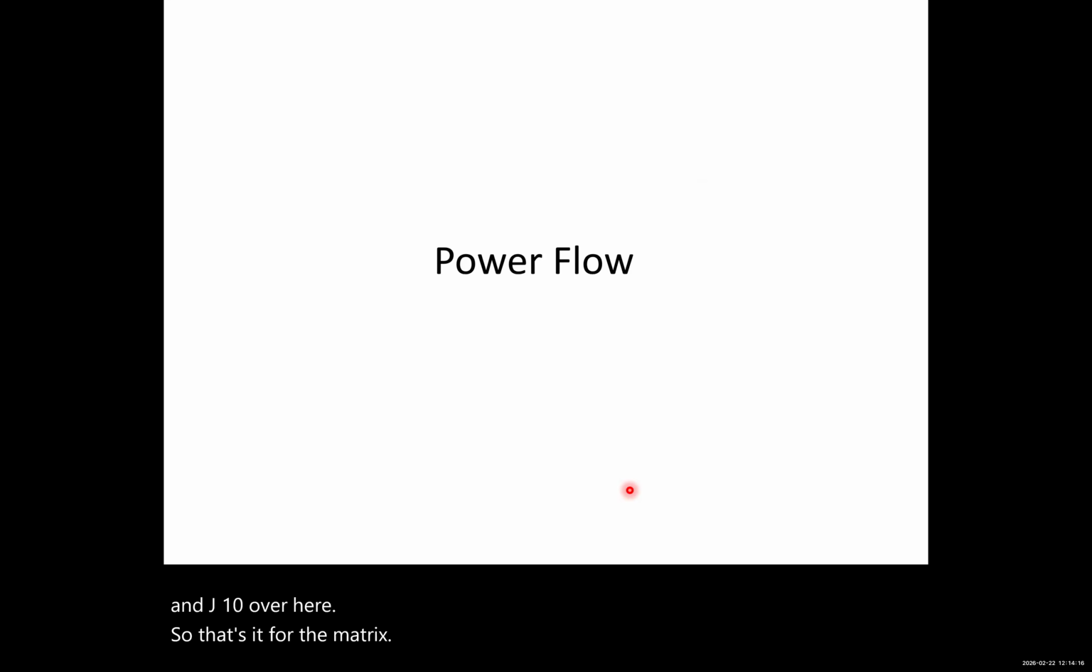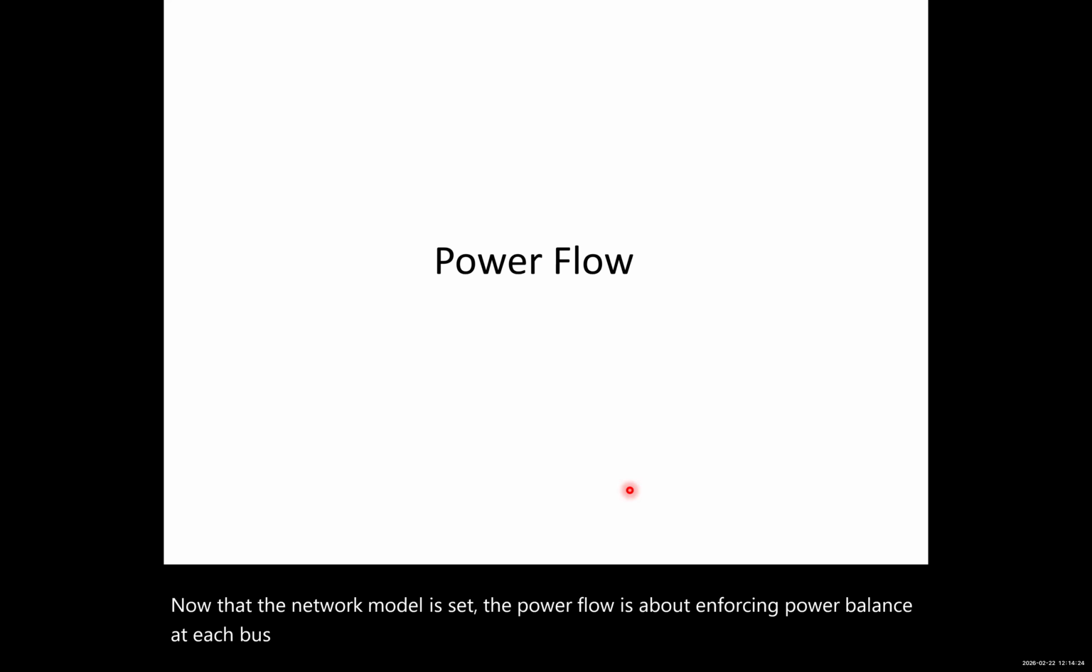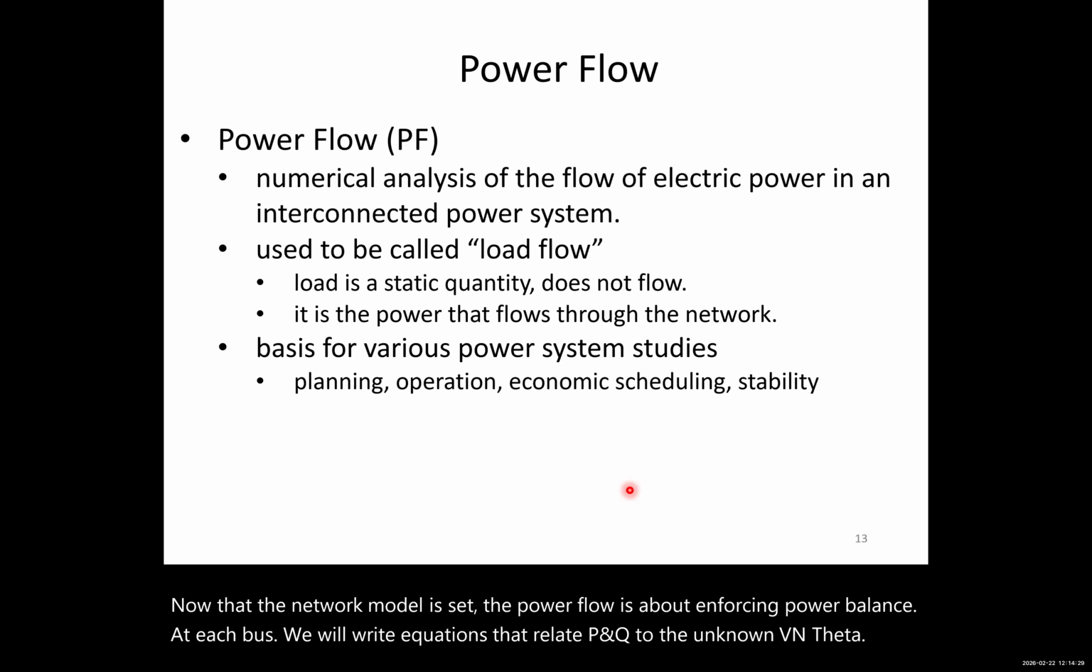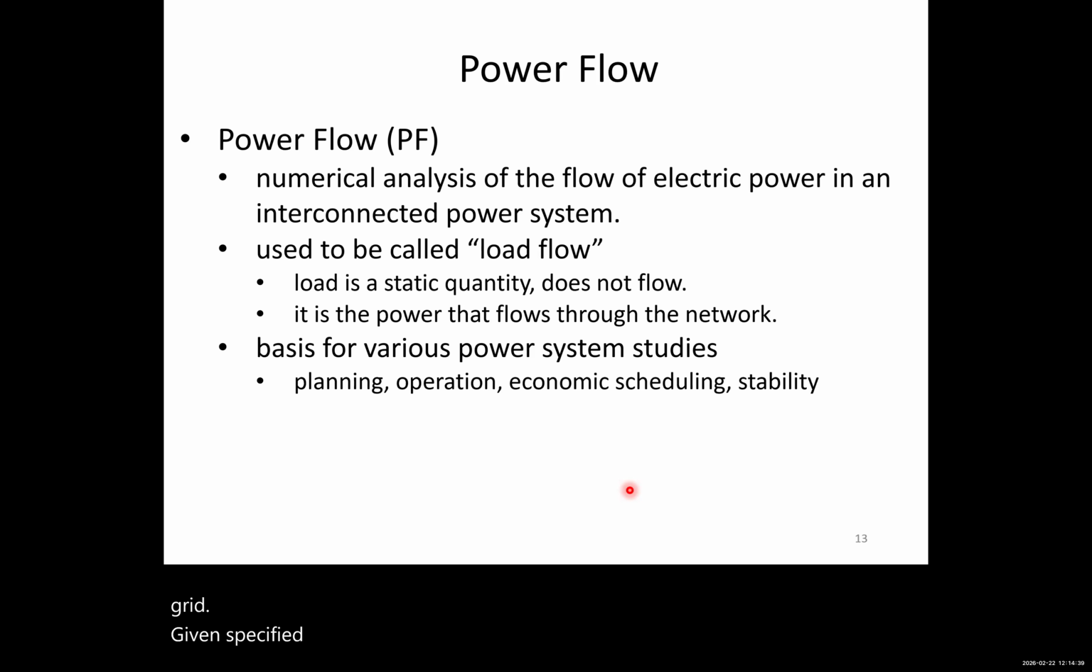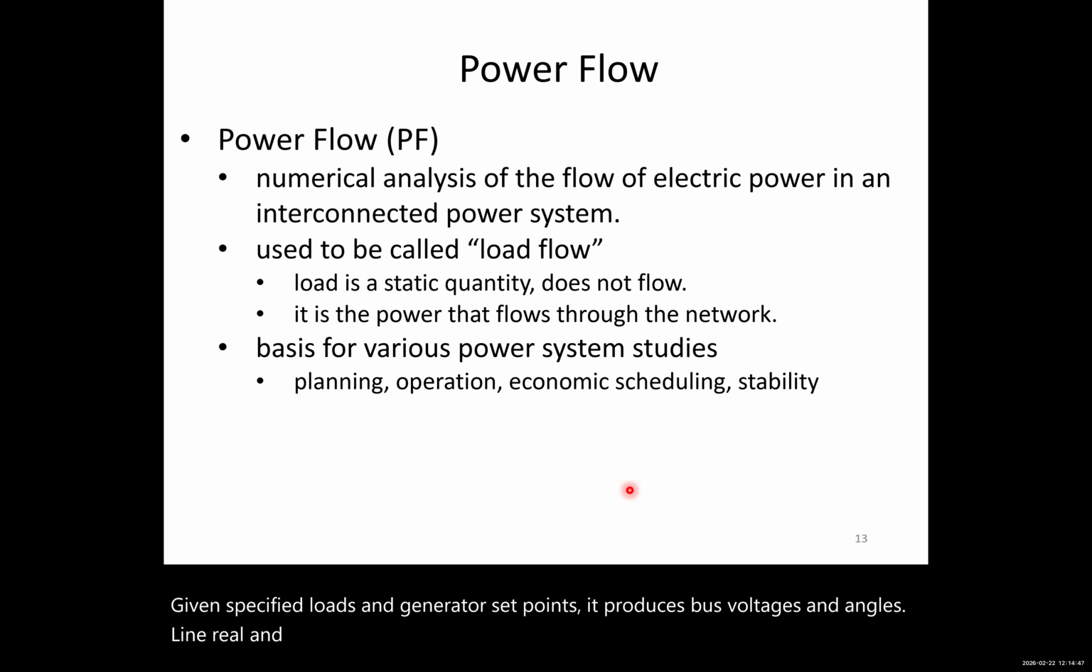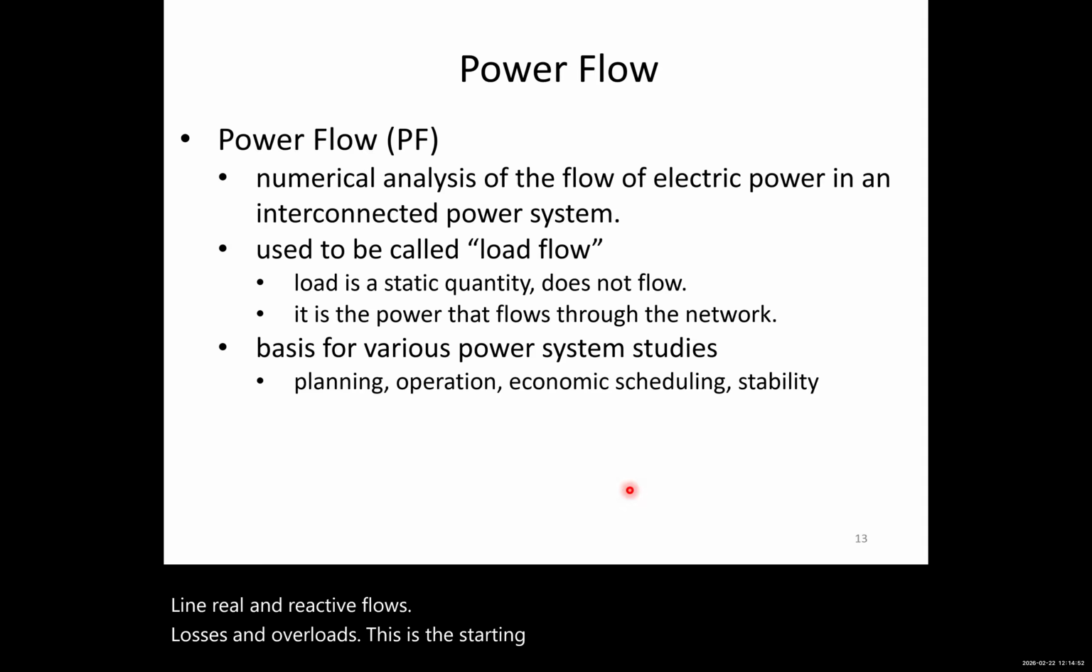Now that the network model is set, the power flow is about enforcing power balance at each bus. We'll write equations that relate P and Q to the unknowns V and theta. Now, power flow computes the steady operating conditions of an interconnected grid. Given specified loads and generator set points, it produces bus voltages and angles, line real and reactive flows, losses and overloads. This is the starting point for many higher level studies as well.